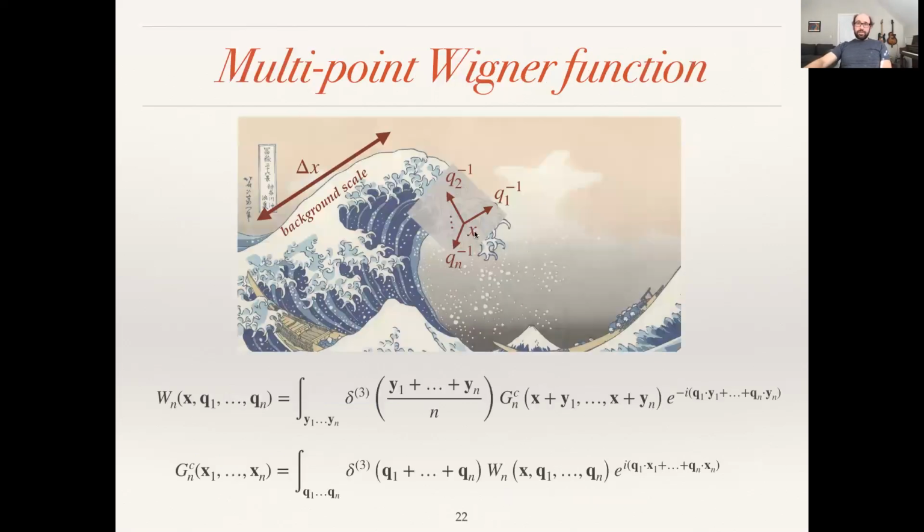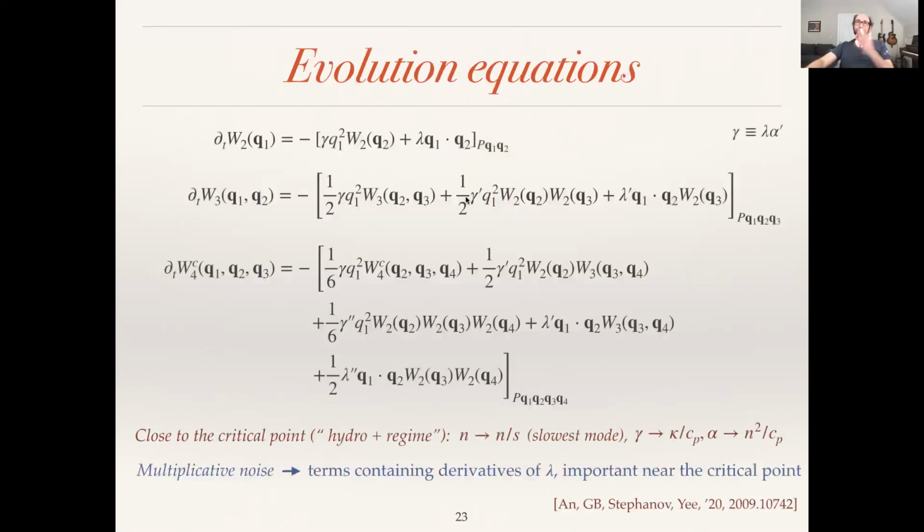There's one technical step which I'll skip. We generalize the notion of a Wigner function to higher point functions, where I have the background scale denoted by x and several wave vectors that correspond to the fluctuation scales. I will skip that. And this is the main result. So these are the evolution equations for the second, third, and fourth cumulants of this nonlinear diffusion problem. And I want to make 2 comments here.